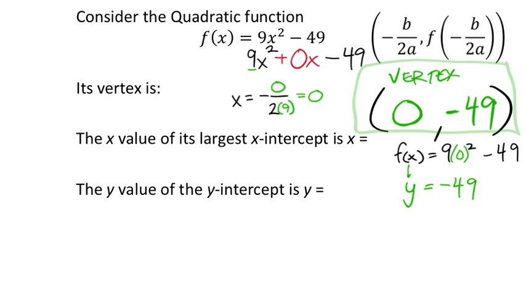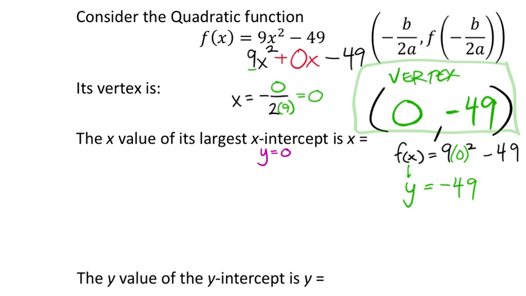Next, it says, so we did find the vertex. The x value, though, of its largest x-intercept is x equals something. Okay, so the x-intercept, what do we know about the x-intercept? Well, at the x-intercept, the y is 0, okay? So this means that if you were to take the original equation, and this should hopefully look familiar, then we get 0 equals 9x squared minus 49.